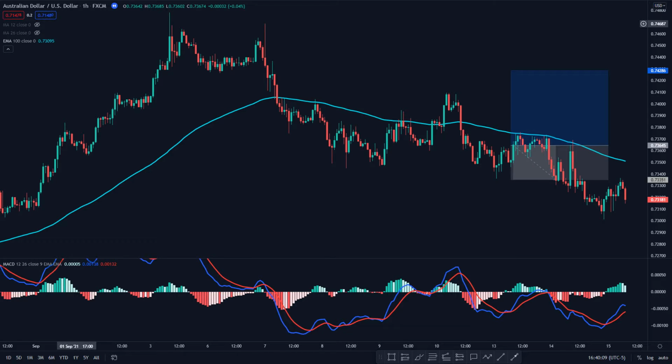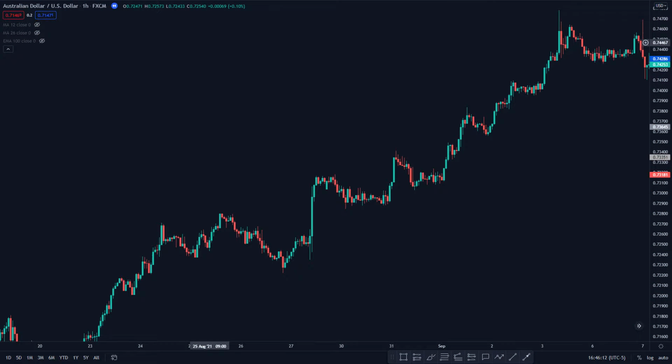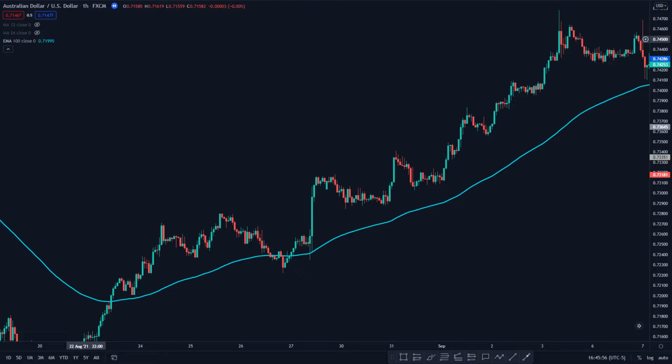By applying the 100 EMA, we would be able to understand the market's overall trend, which the MACD indicator alone doesn't provide. Now, let us understand how to interpret the 100 EMA. If the price action is happening above the 100 EMA, it means that the long-term trend is up and the bulls are in control of the entire market.